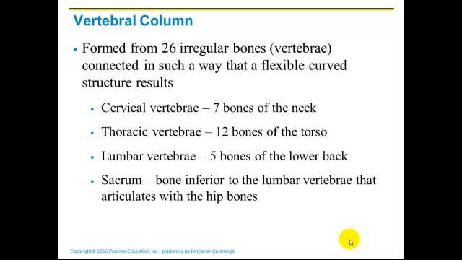Then we have 12 bones of the torso. Those 12 bones of the torso are the thoracic vertebrae. These are the vertebrae that articulate with the ribs of the bony thorax and create the rib cage. We also have 5 in the lower back. These are called the lumbar vertebrae.